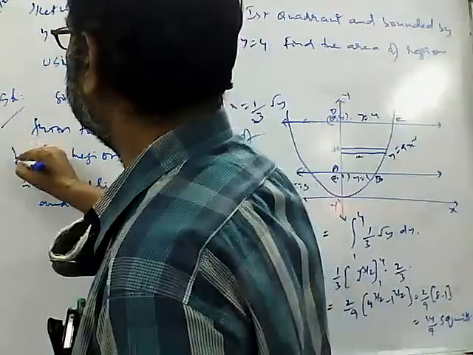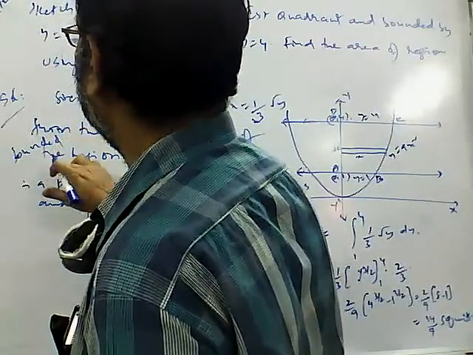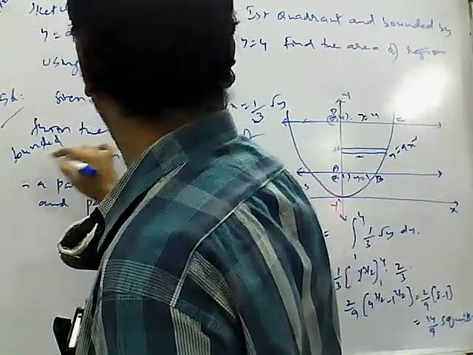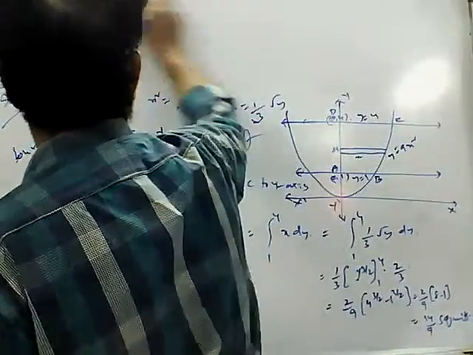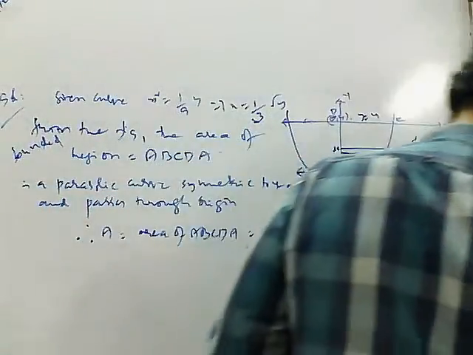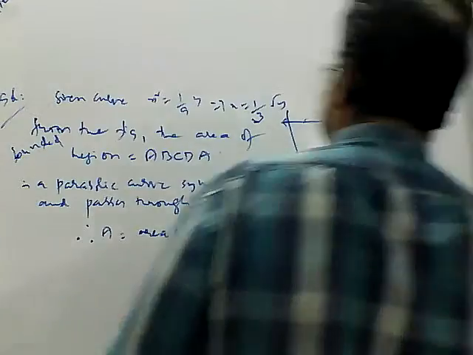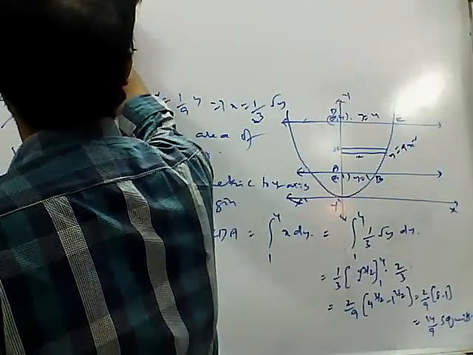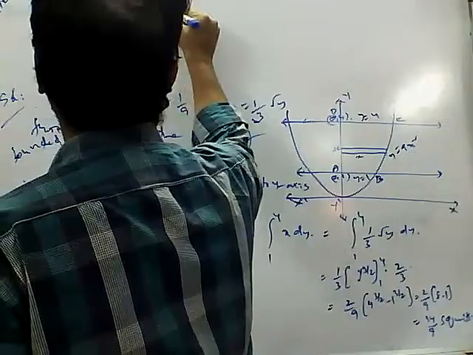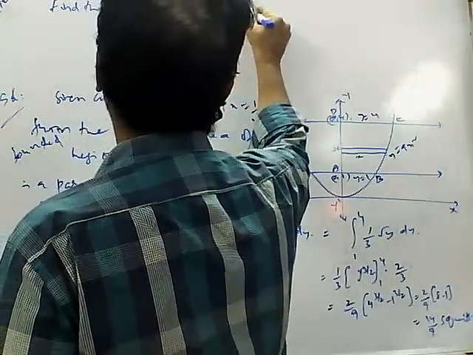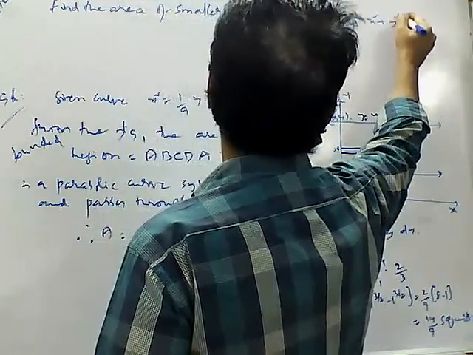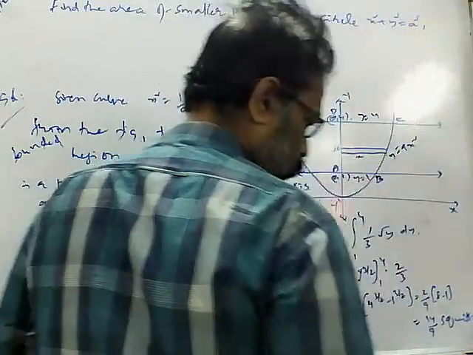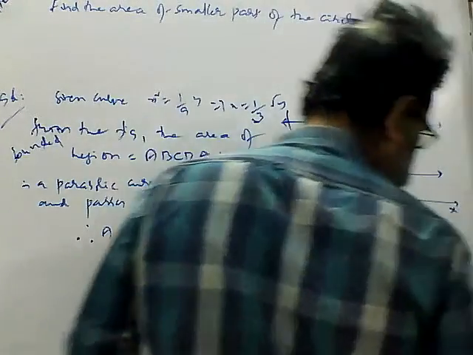This is the bounded region. Next question. Find the area of the smaller part of the circle x squared plus y squared is equal to a squared, cut off by the line x is equal to a by root 2.